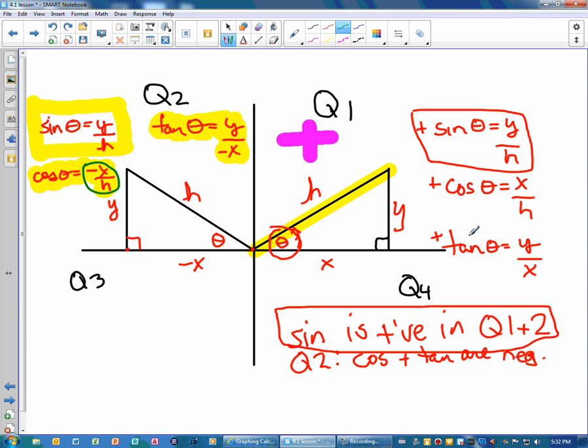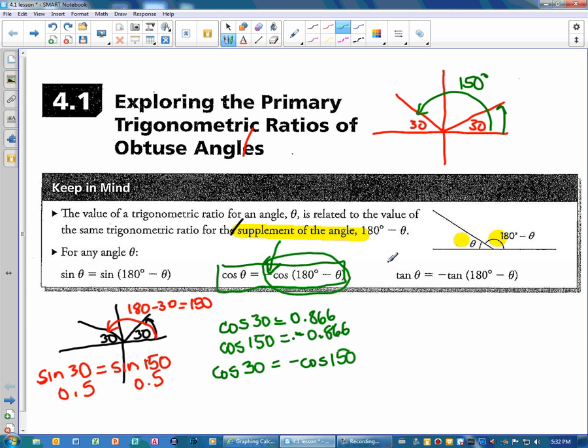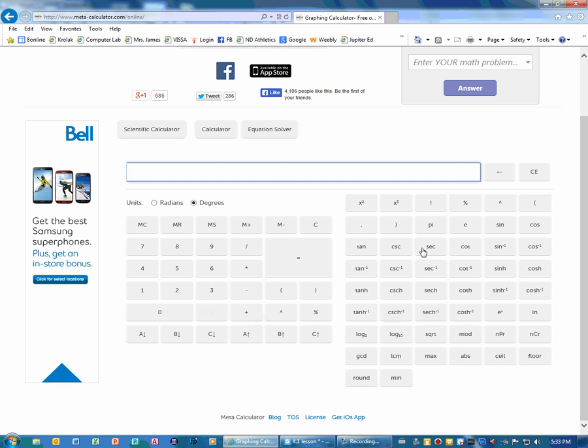Okay, the same thing is going to go on for tan. Look at tangent. Tangent in quadrant 1 is positive. Tangent in quadrant 2 is negative. So it's the same identity here. In order for the tan to be the same, you're going to have to multiply it by -1. So if I ask my calculator, what's the tan of 30? Clear it. Tangent of 30, it's 0.577.